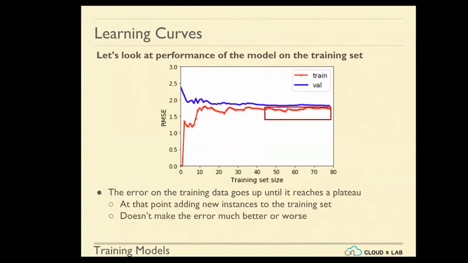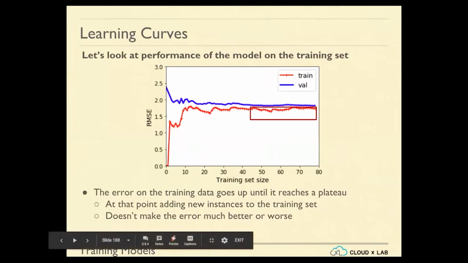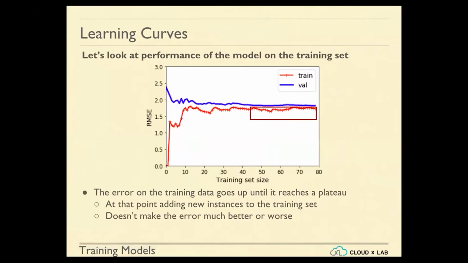So moving ahead, the learning curve basically demonstrates the idea that if you increase the training set, the overfitting keeps on going down. Okay, but that's not always the case.